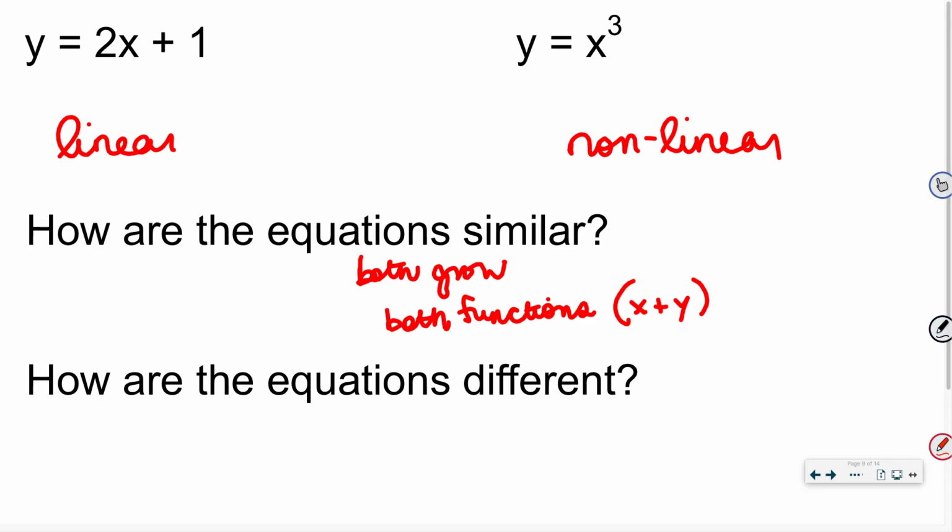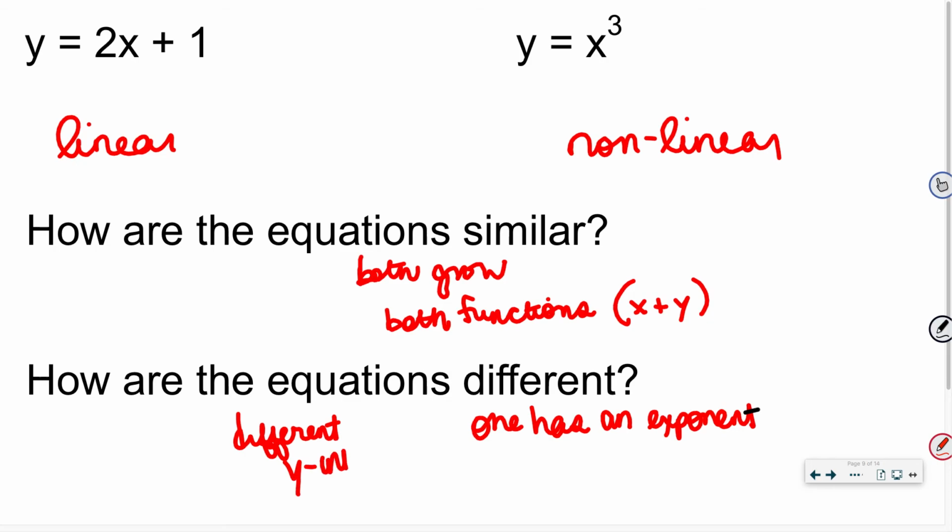One has an exponent. They have different initial values, different y-intercepts. Yeah.